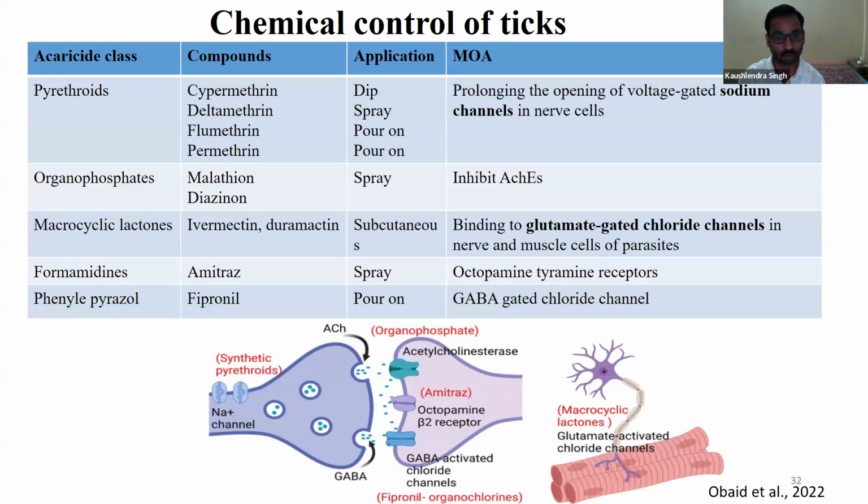Ivermectin is commonly used after cypermethrin and deltamethrin, given subcutaneously, and is available everywhere. The mode of action of ivermectin is binding to the glutamate-gated chloride channels in nerve and muscle cells of the parasite. Amitraz is a little bit susceptible; there is not that much resistance, and very few reports of amitraz resistance have been observed. Similarly, fipronil is used as a pour-on.